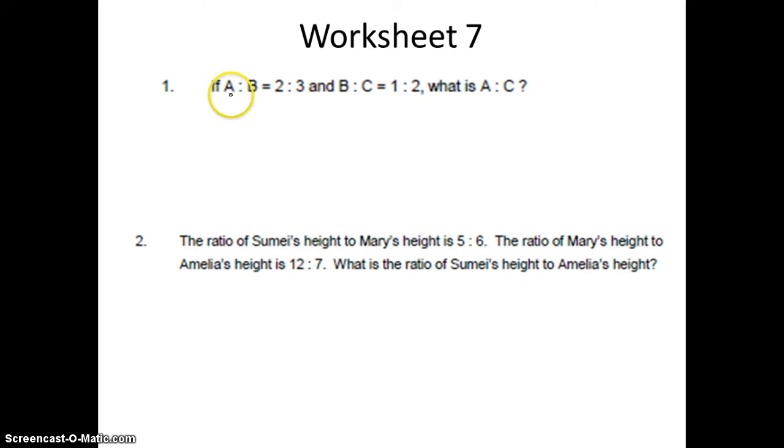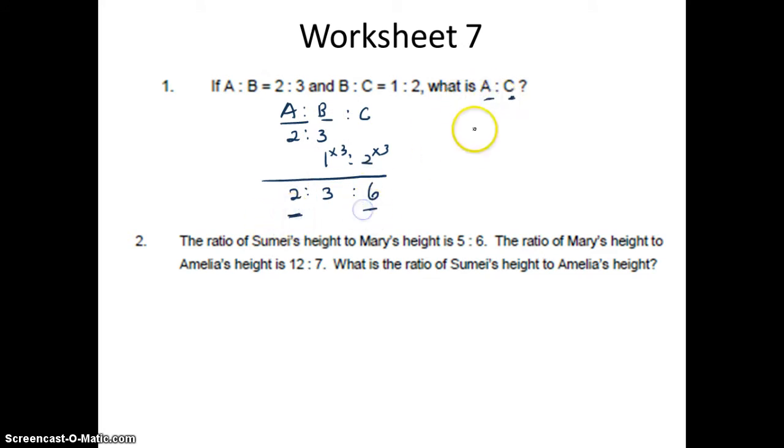Worksheet 7. If A is to B is 2 is to 3 and B is to C is 1 is to 2. So I know A is to B, 2 is to 3, B is to C is 1 is to 2. I know my B must be the same. So I make the second row the same, to be 3 units for B. So A is 2, B is 3, C will be 6. What is A is to C? A is to C is 2 is to 6, which is 1 is to 3.